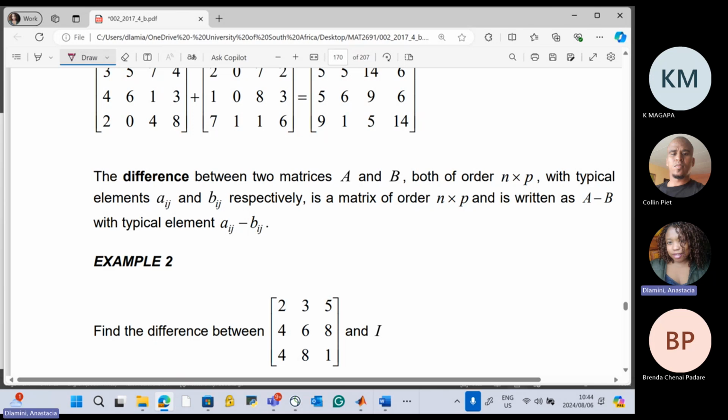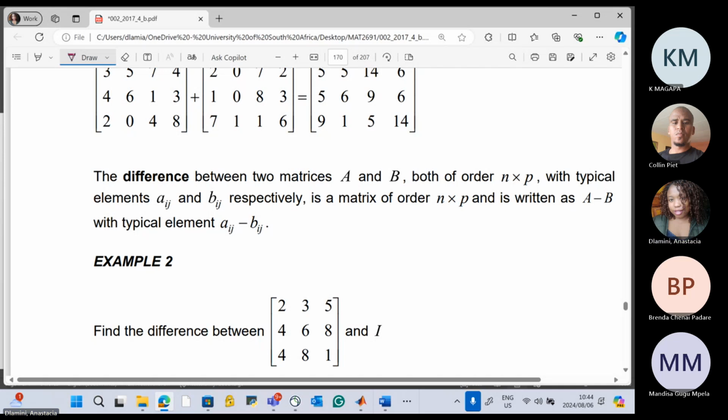Now, what is the dimension of that matrix, that diagonal square matrix with ones, the identity matrix? It will be a 3 by 3. Well done. Reason being, they want us to subtract, and remember we said we can only subtract or add if both of the matrices have the same dimension.